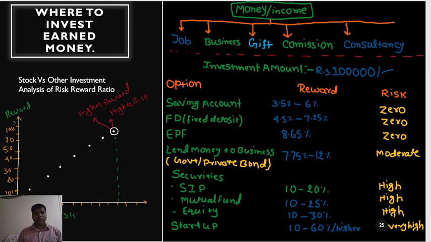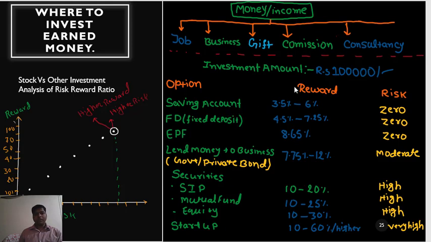Now let's see what we will get if we invest in a bank instrument, a bond, or a stock. First we have to analyze the money we get from a job, business, gift, commission, and consultancy, and we save rupees 1 lakh. So you save money from your work, job, business, gift, and you have rupees 1 lakh in a year and decide to invest somewhere, but you are not able to decide where to invest the money. Now we start to check various investment options available in the market.